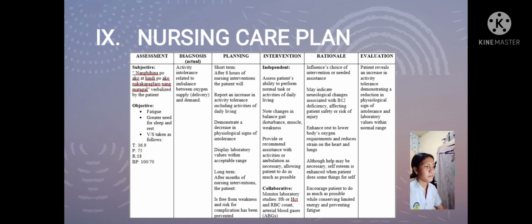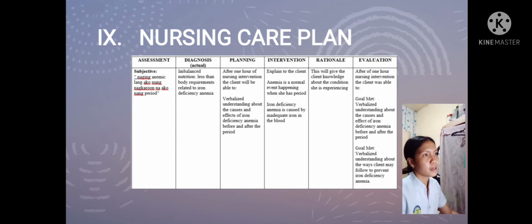Although help may be necessary, help team is enhanced when the patient does some things for self. Encourage the patient to do as much as possible while conserving limited energy and preventing fatigue. So evaluation: the patient reveals an increase in activity tolerance, demonstrating a reduction in physiological signs of intolerance and laboratory values within normal range.